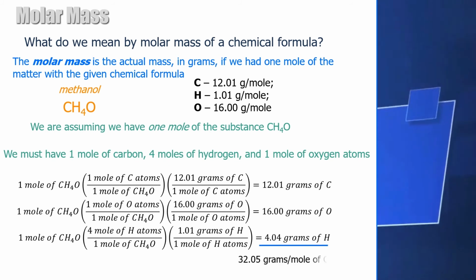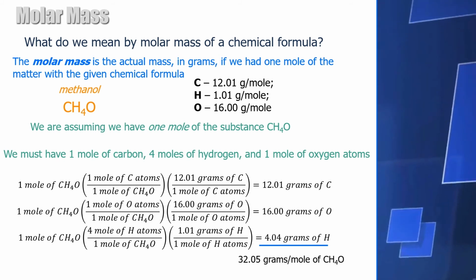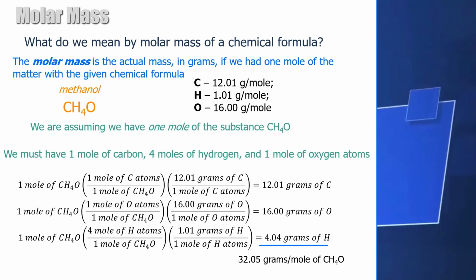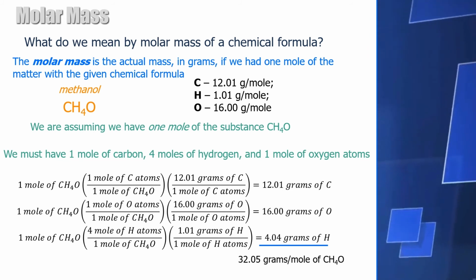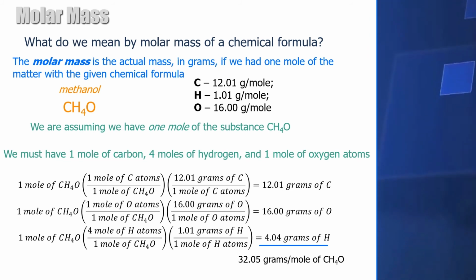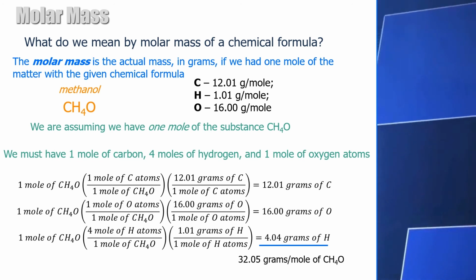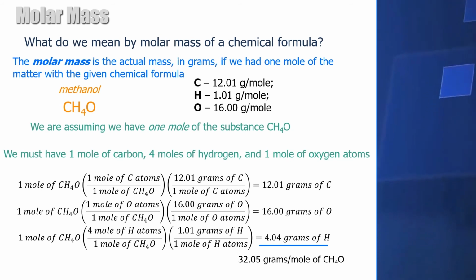Now we add up the masses of each element, giving us the molar mass. So in the case of 1 mole of methanol represented by the chemical formula CH4O, we arrive at the molar mass of 32.05 grams. Keep an eye on the significant figures, which will ultimately be dependent on the precision of the relative atomic masses from our periodic table. Periodic tables can vary as far as the number of significant figures they choose to report.